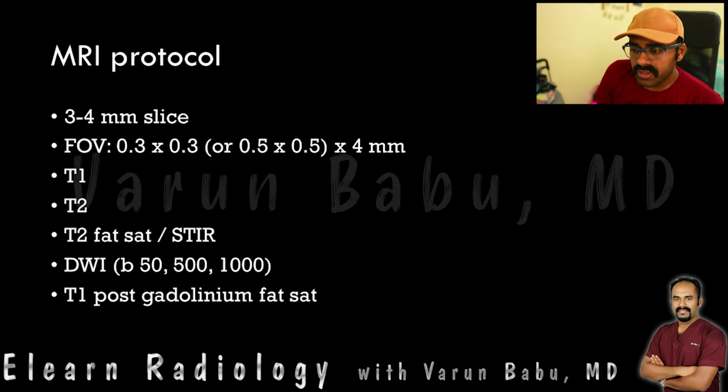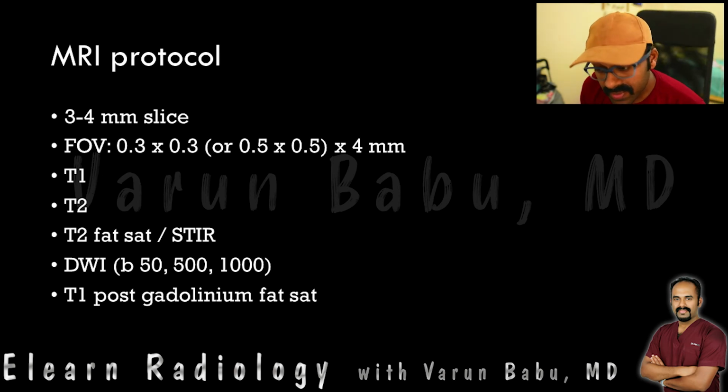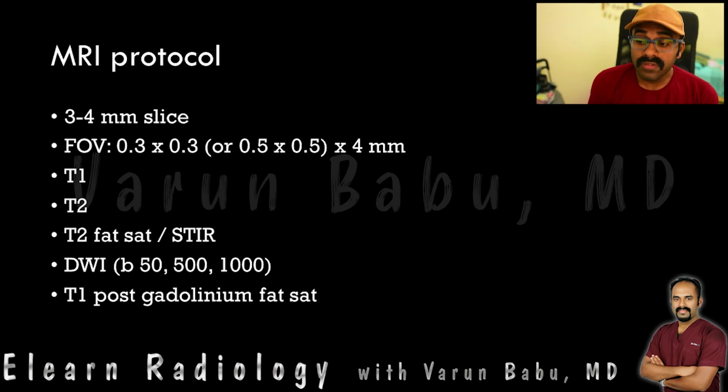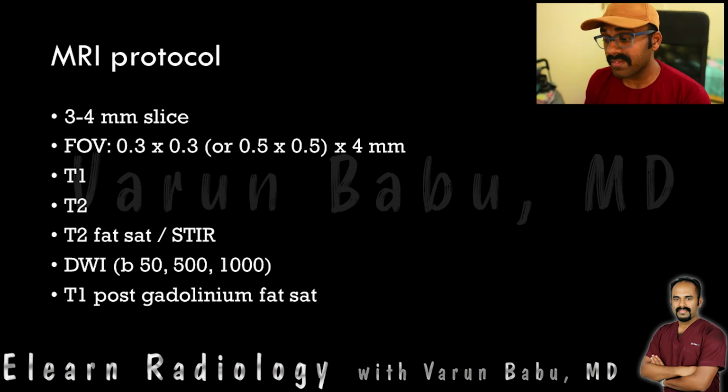So what would be a good protocol for doing an MRI? Ideally 3 to 4 millimeter slices in the axial and coronal planes using a small FOV, 0.3 by 0.3 or 0.5 by 0.5 by 4 mm. Use a T1 weighted sequence, a T2 weighted sequence, use a T2 FATSAT or STIR sequence. Diffusion weighted imaging with B values 50, 500 and 1000, and use post-contrast, post-IV gadolinium contrast T1 FATSAT imaging.